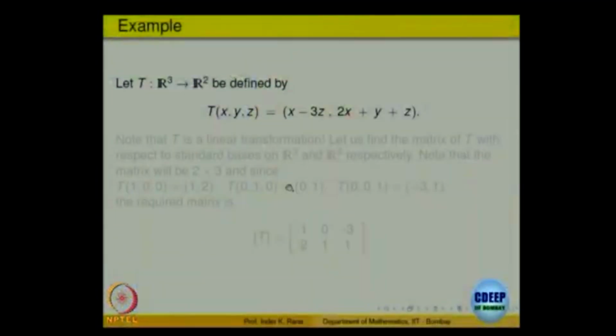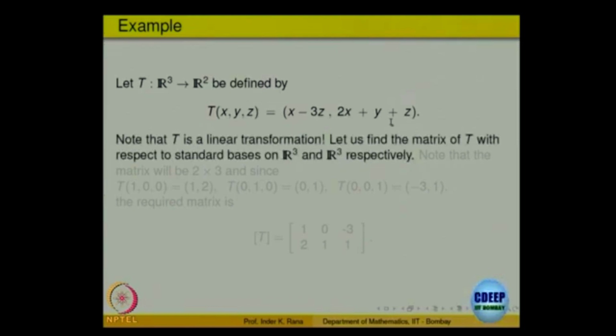So to find the matrix of a linear transformation, fix a basis of the domain. For each vector, look at the linear expression and write down the column. So let me just look at one example, to finish off. T is a linear transformation from R3 to R2, x, y, z goes to this expression. Check it is linear, that is easy to check, right.